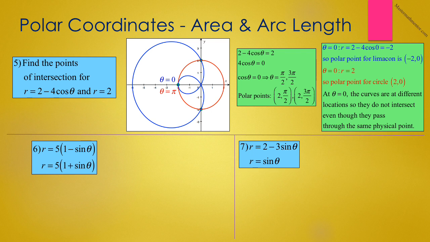For problems 6 and 7, you are to find the polar points of intersection and then confirm graphically.